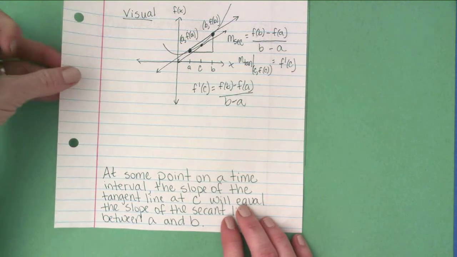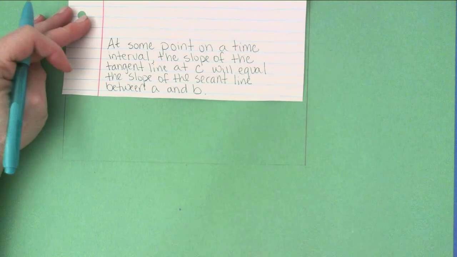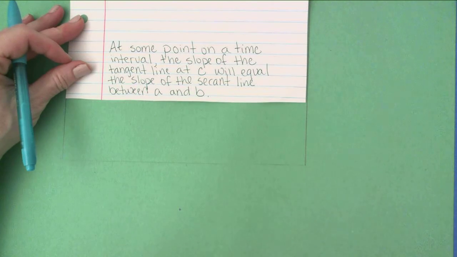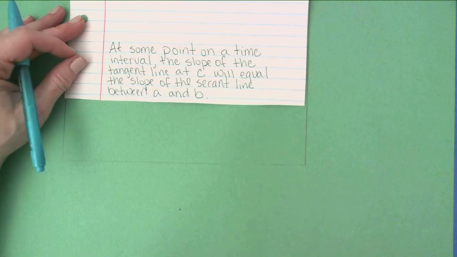Now in words, this is what I'm going to have us write down. In words, what I would say is, at some point on a time interval, the slope of the tangent line at c will equal the slope of the secant line between a and b. You can pause this and write that down.